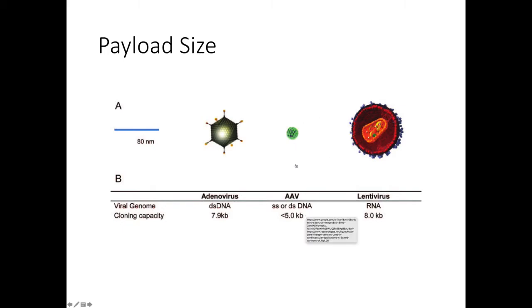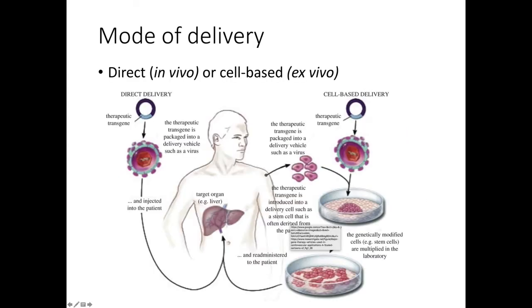AAV viral particles, they're tinier. They're much smaller, and you can't put as much DNA sequence into it. You can only put about 5,000 base pairs. Another thing that one wants to consider is how are you going to get the gene therapy into the individual? There's direct delivery. So, for example, one can take a therapeutic transgene, pack it into a virus, and basically use that as a delivery vehicle and then inject that right into the patient.